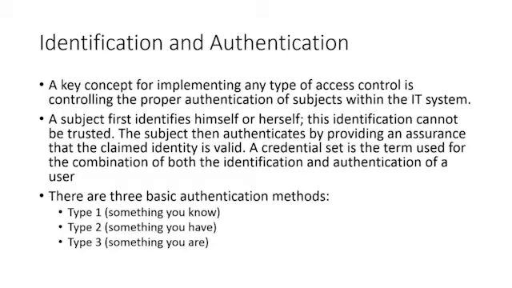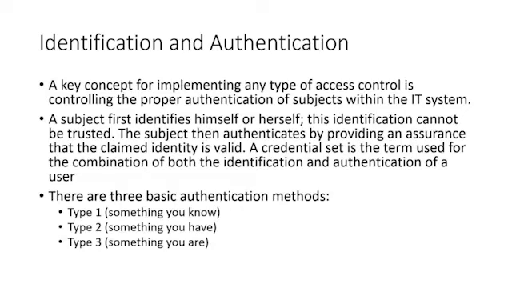So let's continue on with identification and authentication. Now, a key concept for implementing any type of access control. Remember, these controls we're putting in place to keep people out or let people in is controlling the proper authentication of subjects within the IT system. So we have to allow or not allow people in, and the right people. Let the right people in and keep the wrong people out of our systems.